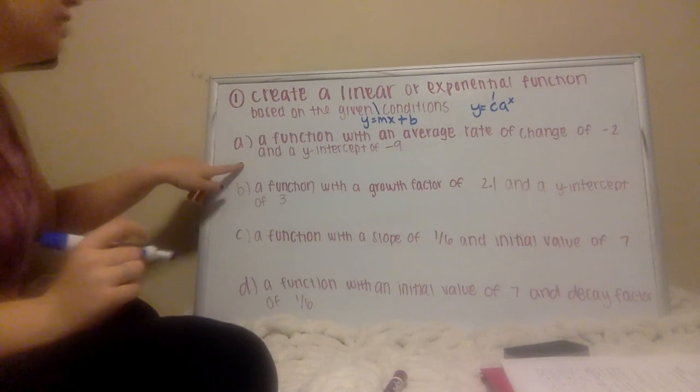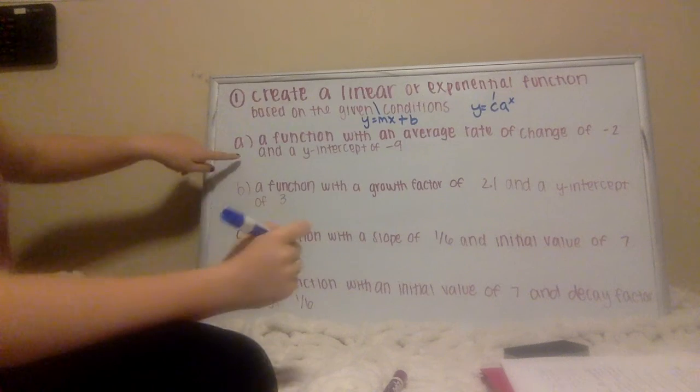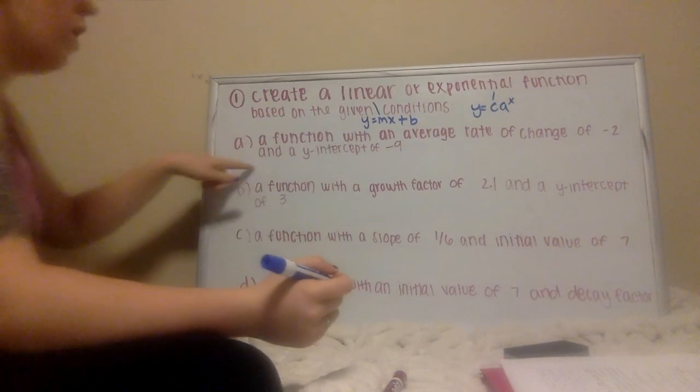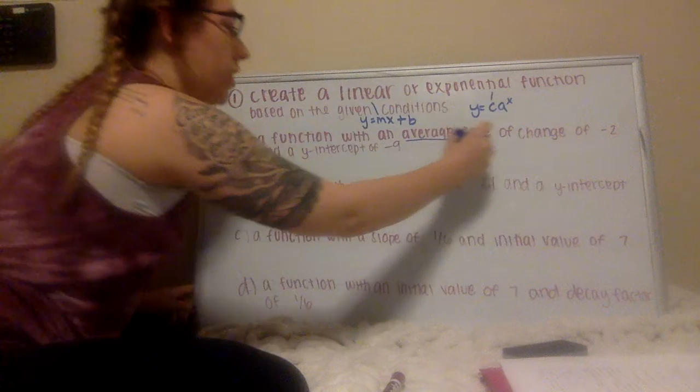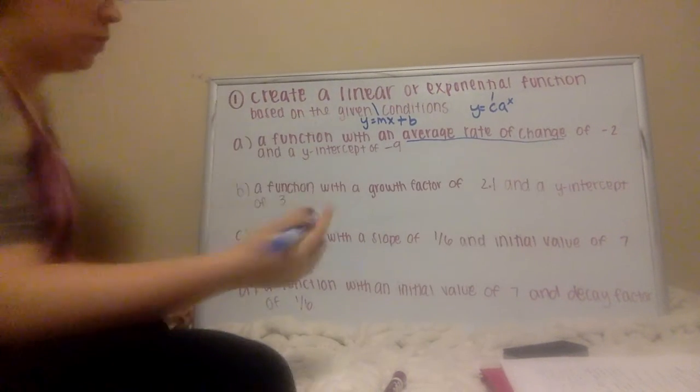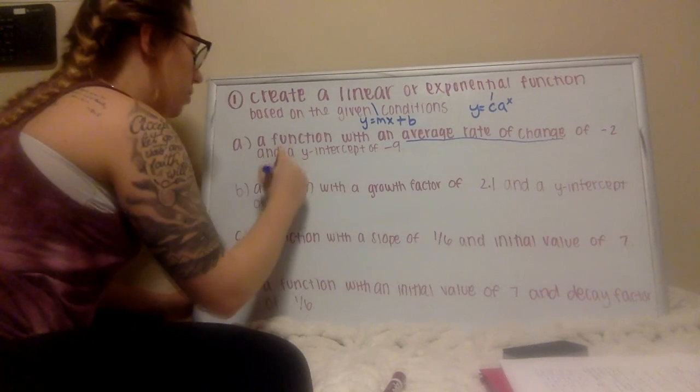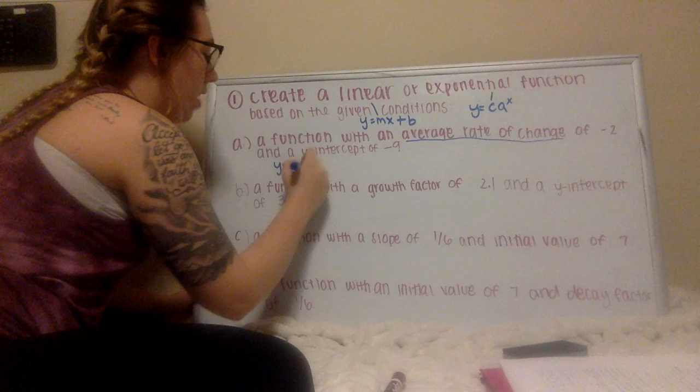Alright, so let's look at part A. Part A says a function with an average rate of change of -2 and a y-intercept of -9. Because it has an average rate of change, or a slope, we know that we're using our linear equation, so it needs to be in the form y equals mx plus b.